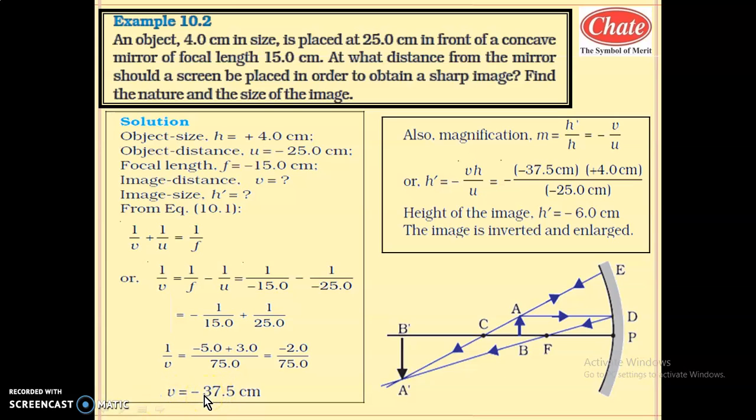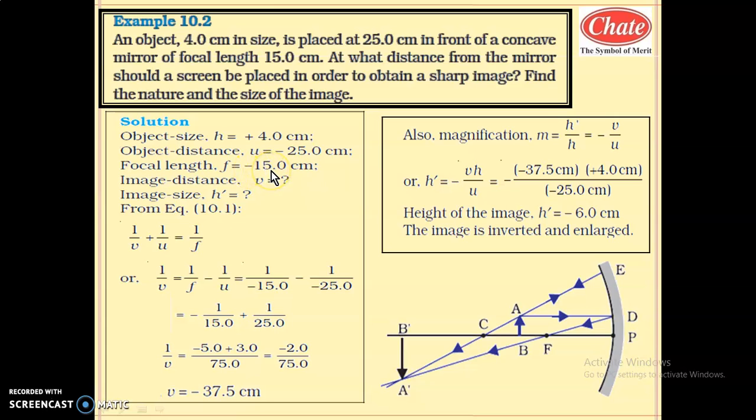Negative side means in front of the mirror, that is to the left hand side of the pole. Hence the image will be real and inverted. With real, always the word is inverted. So image will be real and inverted. Now we have to check whether it is magnified or diminished. So real and inverted is correct. Now here we make a cross check like this.